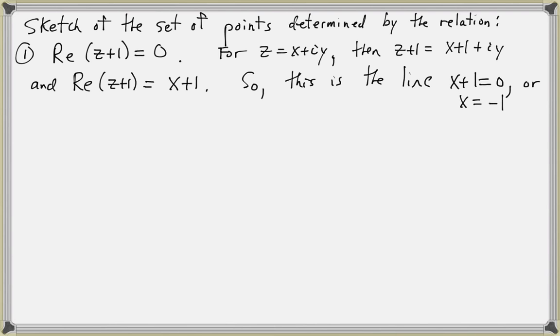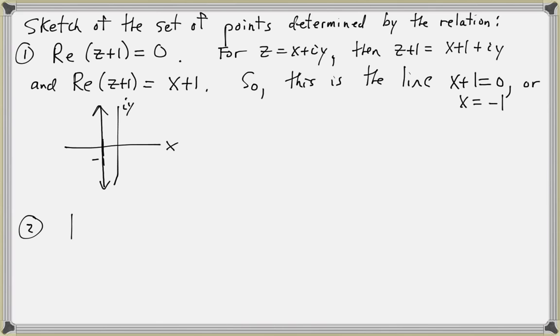So in the complex plane, this would be the set of all points that have real part negative 1. So it would look like that.